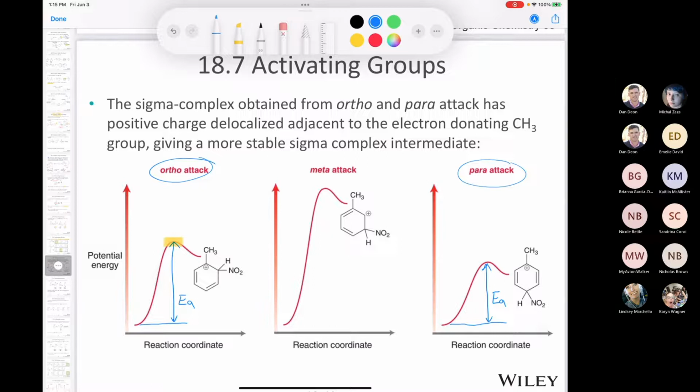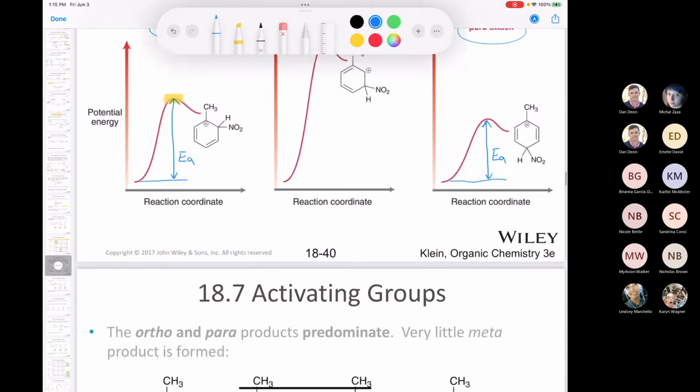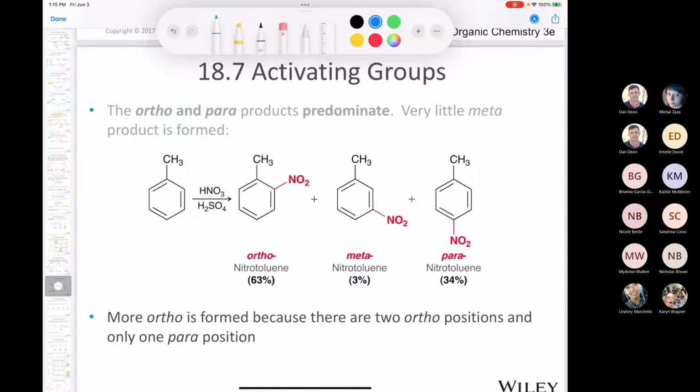Well, I bet you if I gave you a couple seconds to think about it, I'm sure that everybody here could come up with some kind of rationale. And I bet you that it would have something to do with, well, Mr. Dion, there's two ortho positions, right? There's two of those, but there's only one para position. And so just based on statistics, we should get about twice as much ortho as we do para, and we see that it's not exactly twice as much, but we end up with significantly more of the ortho product than we do the para product. So more ortho is formed because there's more ortho positions.